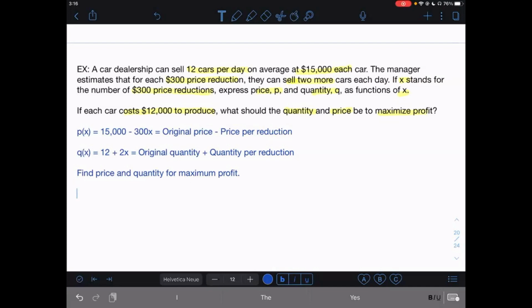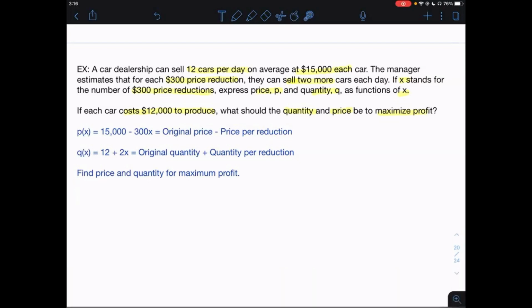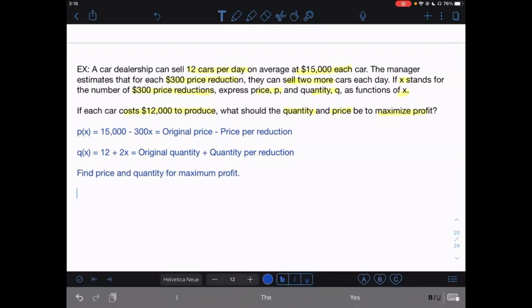Well, recall from what we have worked with before. How do we define profit again? As revenue minus cost. Right, our revenue minus our cost function. Do we have the revenue function or the cost function? Not yet. All we have is just the price and the quantity functions. So let's first figure out our revenue function, R of X.